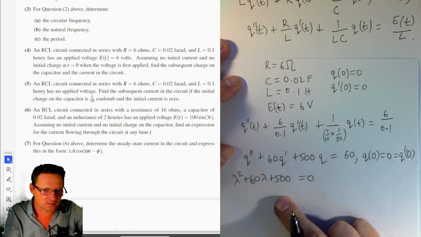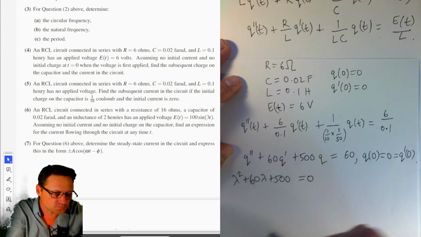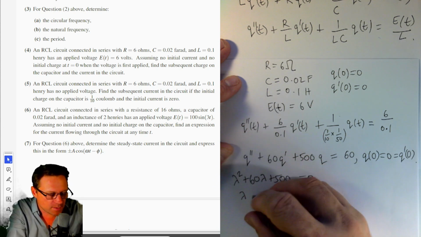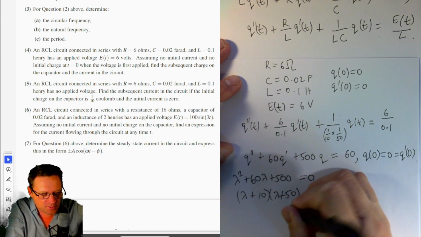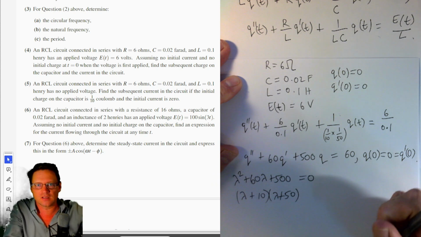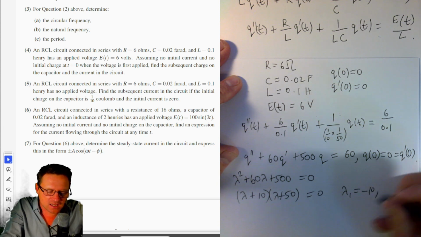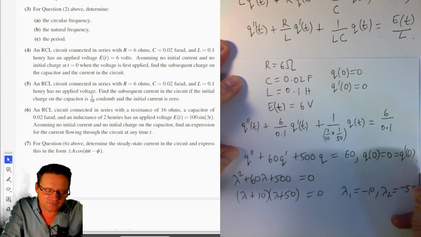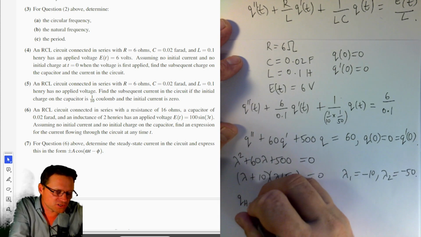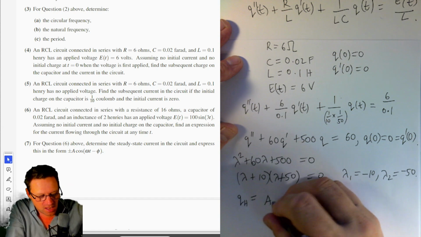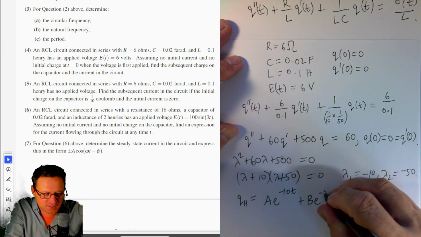Now we can factorize this quadratic equation and write (lambda plus 10)(lambda plus 50), because 500 is 10 times 50 and 10 plus 50 is 60. And so this gives us lambda 1 is minus 10 and lambda 2 is minus 50. Okay, so using these to form q homogeneous, we have A e^(-10t) plus B e^(-50t).